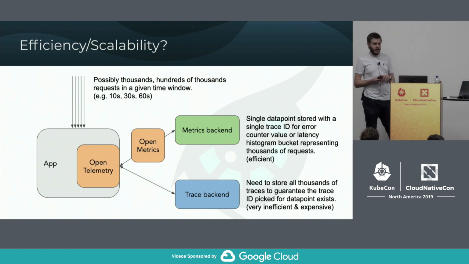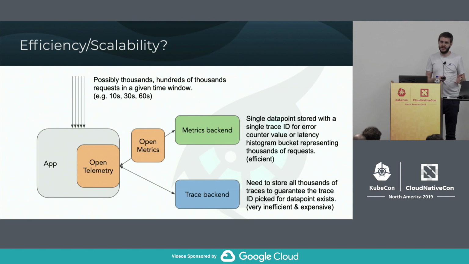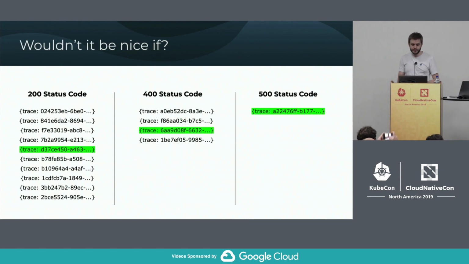This is relatively efficient on the metrics backend side, because you have a single data point stored with a single trace ID correlated to that data point. However, on the tracing backend side, you need to store thousands of traces to guarantee that the trace you correlated with the metric data point is going to be available when you click that trace ID in the graph and want to jump from the metric data point to the trace in the tracing system, because the tracing system doesn't have any idea of which trace ID you ended up picking. Wouldn't it be nice if the trace ID we picked as an exemplar for any given metric data point could be guaranteed to be stored in our tracing backend?